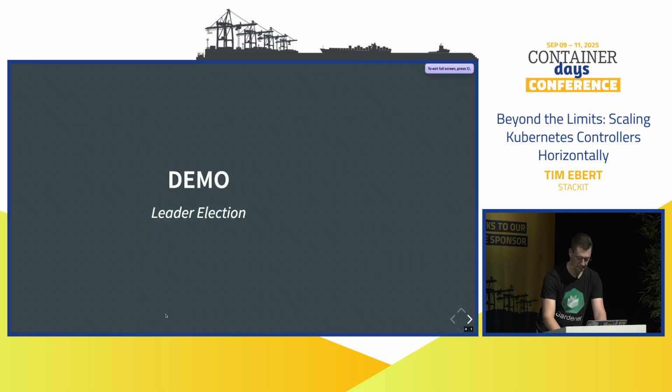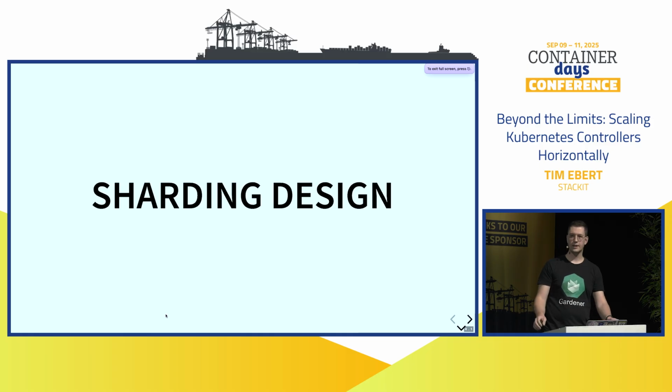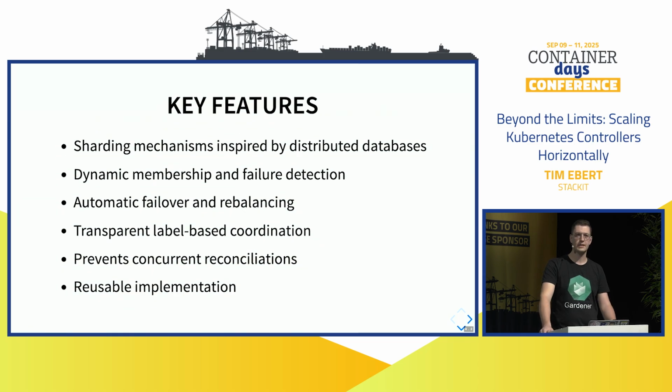Okay. So how do we solve this? I came up with a design that applies sharding that we all know from distributed databases to Kubernetes controllers. Databases like Bigtable, Cassandra, Dynamo, they all have some mechanisms that were proven in practice that we can also apply to Kubernetes controllers. For this, the basic is that we dynamically detect the available instances and if they are failing, so that we can perform assignments as well as automatic failovers and rebalancing when new instances come and leave the ring.